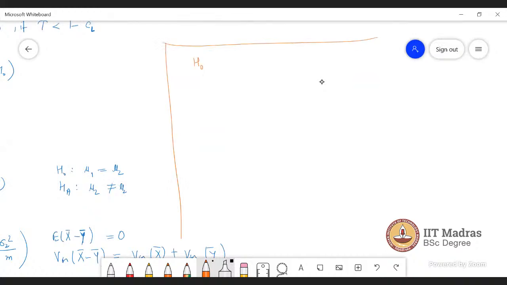So our H0 is sigma 1 square equals sigma 2 square, and HA is sigma 1 square greater than sigma 2 square. Let's say I am taking my test statistic to be S1 square upon S2 square. Then I will take my test to be: reject H0 if S1 square upon S2 square is greater than 1 plus CR.